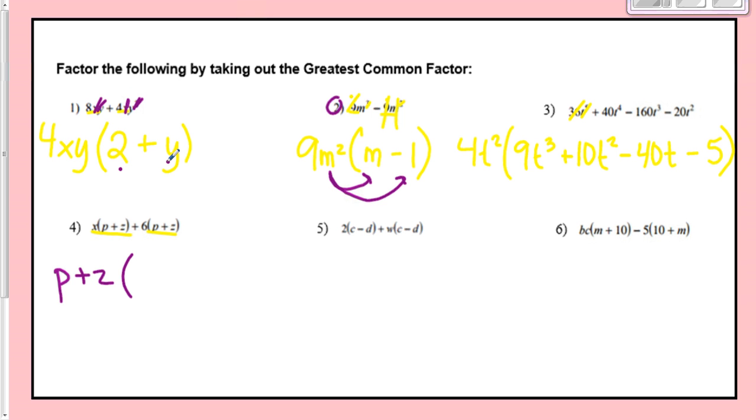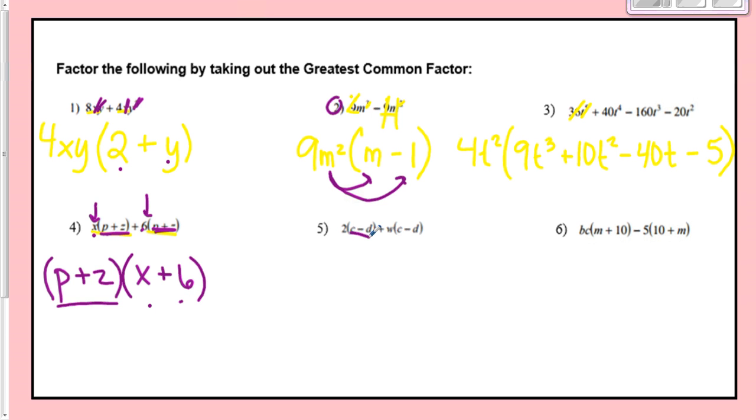Well, what do I have left over? X. What do I have left over? 6. Okay. Now I will say, you're going to go back and add parentheses here just because it's a binomial, but it's the exact same process. Okay. So again, notice the part they had in common came first, and what was left over is here and here. So let's try it on 5.